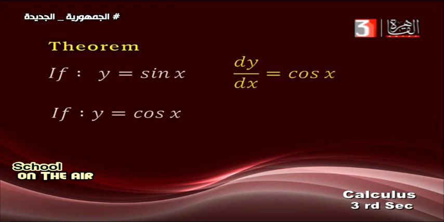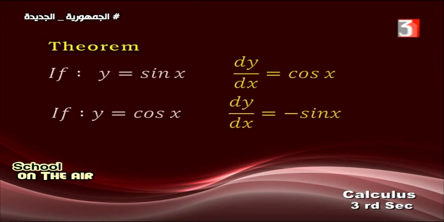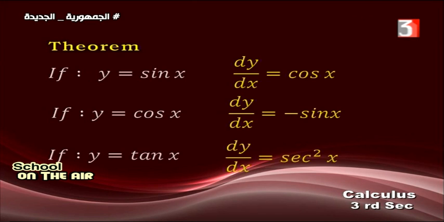And if y equals cosine x, then dy dx equals negative sine x. And if y equals tan x, then dy dx equals sec to the power 2x. Then the derivative of sine x equals cosine x. The derivative of cosine x equals negative sine x. The derivative of tan x equals sec to the power 2x.